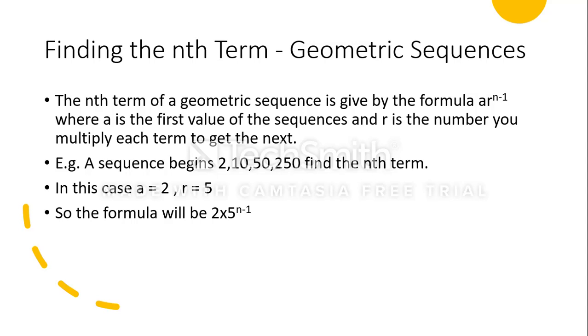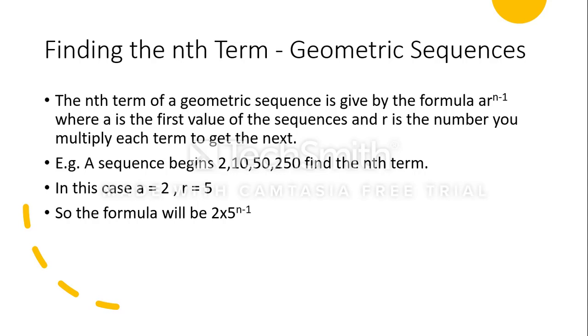Now we'll be looking at finding the nth term for geometric sequences. The nth term of a geometric sequence is given by the formula a r to the power n minus 1, where a is the first value of the sequence, and r is a number you multiply each term by to get the next. So the difference between geometric and linear is that here it's multiplication to get the next term. Before we were looking at addition.